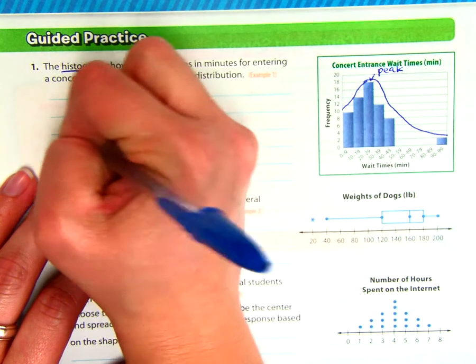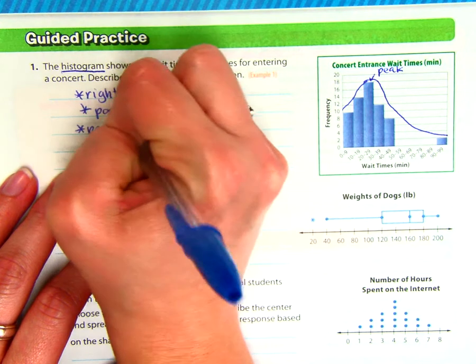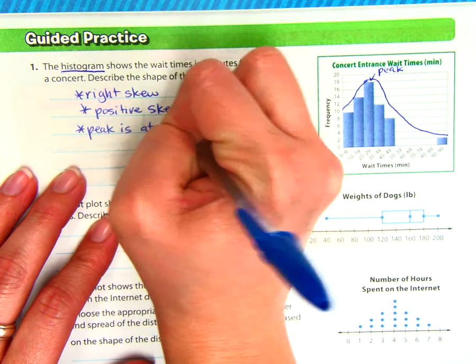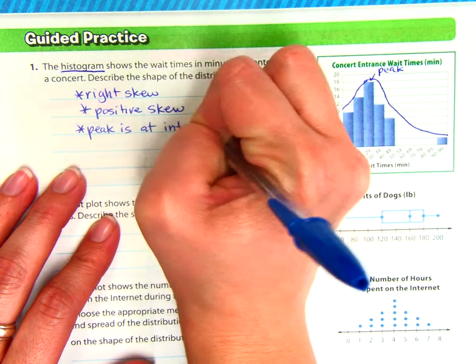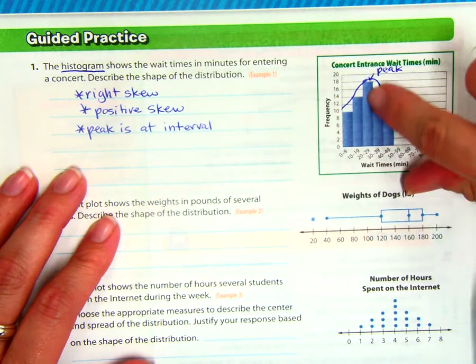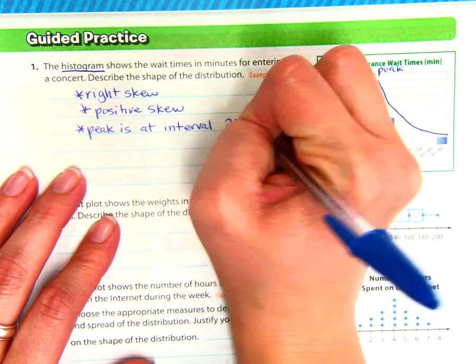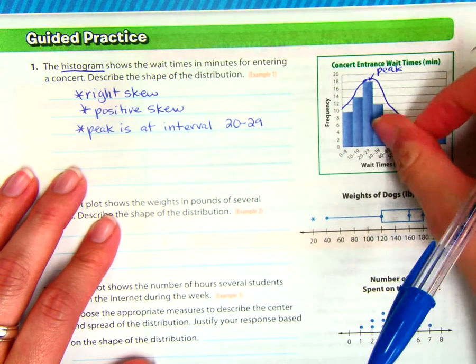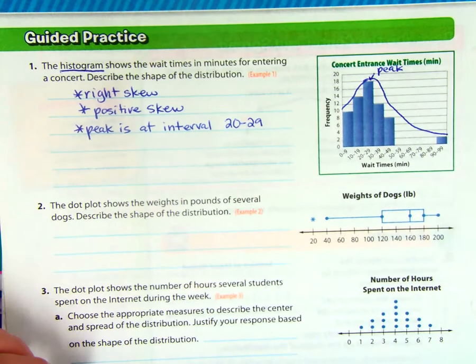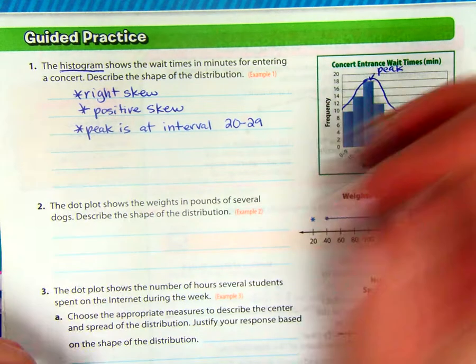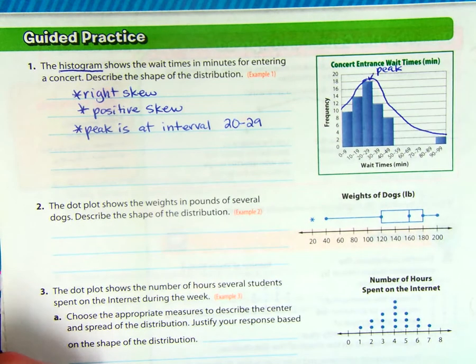We can even say the peak is at not just a certain point, but at an interval of 20 to 29. What that means with that histogram is that at that peak, most of your numbers were in the 20s. Again, 18 of them were. Some other data we can see.